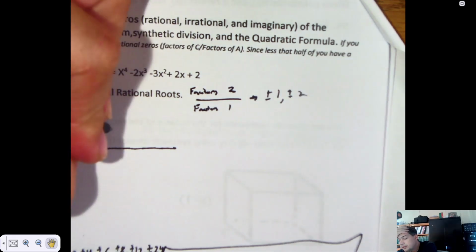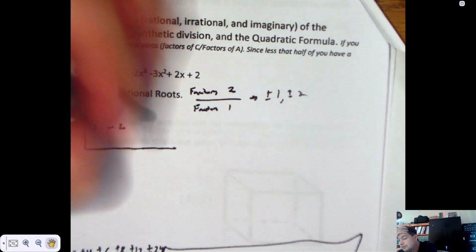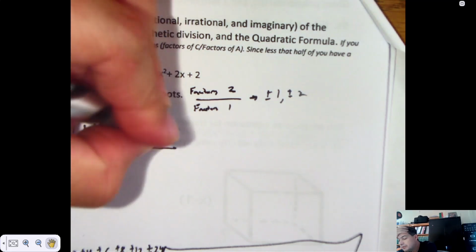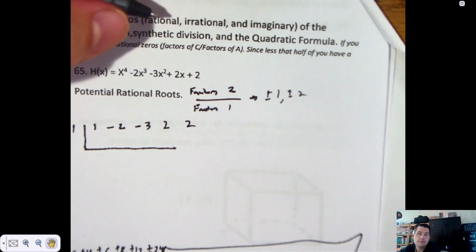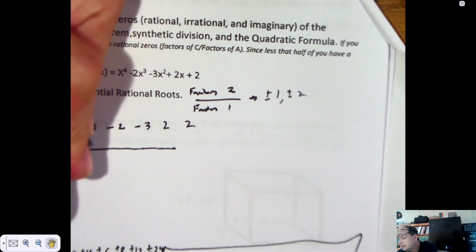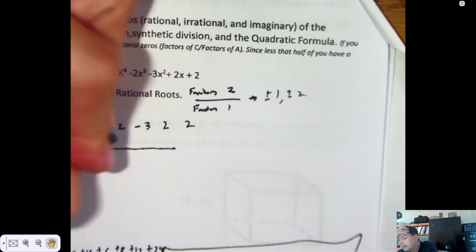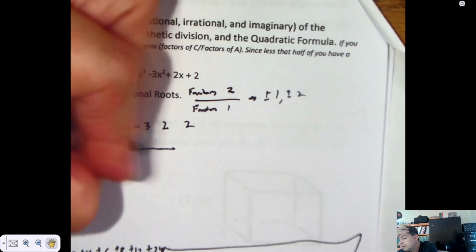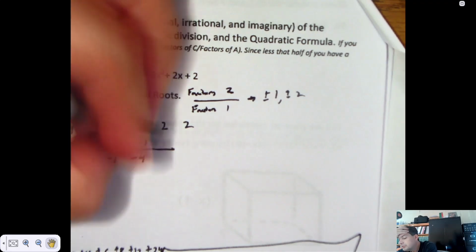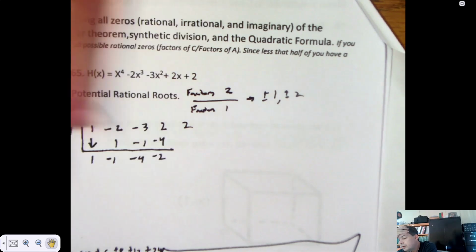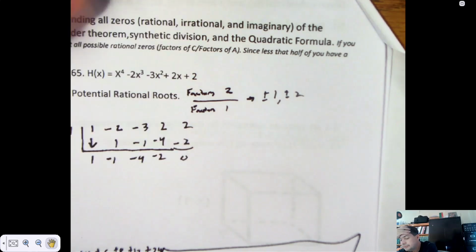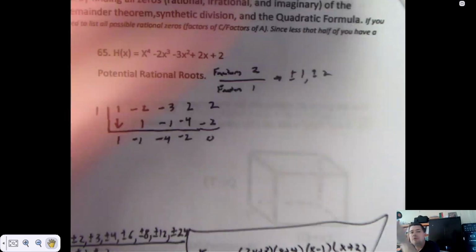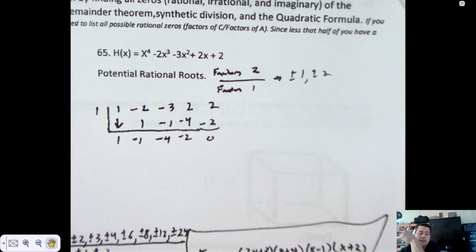In my synthetic division, I'd put a 1, a negative 2, a negative 3, a positive 2, and a positive 2 in the second floor of my vinculum. It's called a vinculum, oddly enough. I drop the 1, I multiply, and I add. I multiply, and I add. I multiply, and I add. So I found 1 zero, and I need to find another one.